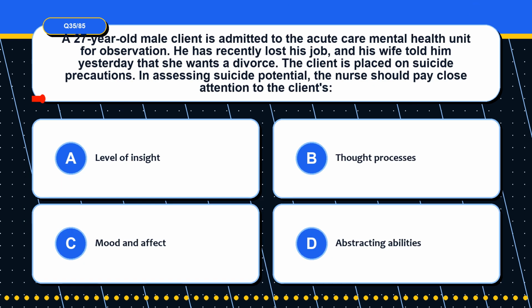Question 35. A 27-year-old male client is admitted to the acute care mental health unit for observation. He has recently lost his job, and his wife told him yesterday that she wants a divorce. The client is placed on suicide precautions. In assessing suicide potential, the nurse should pay close attention to the client's. Here are the options. Option A, level of insight. Option B, thought processes. Option C, mood and affect. Option D, abstracting abilities.